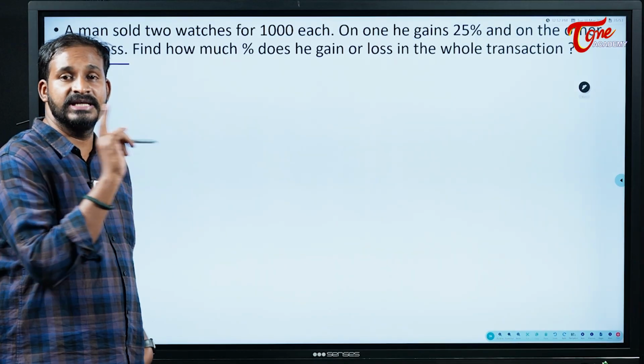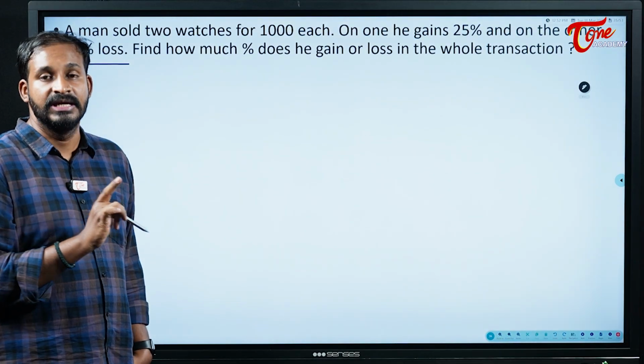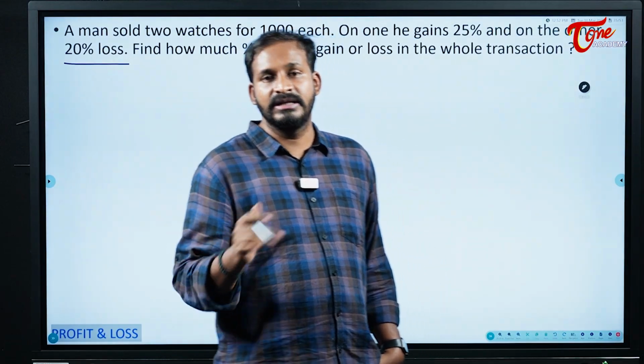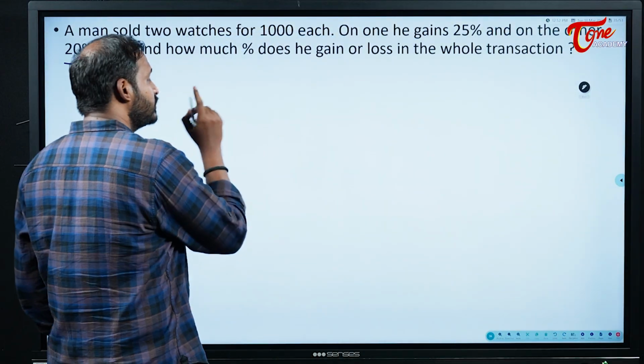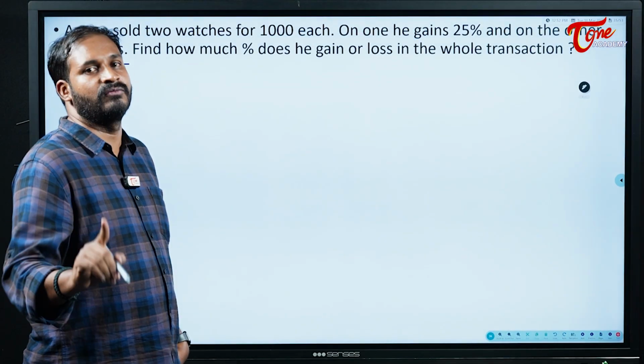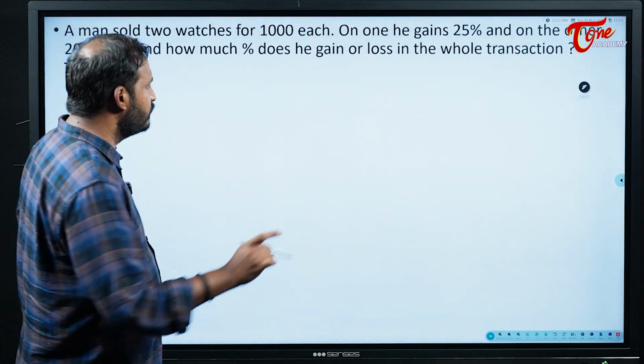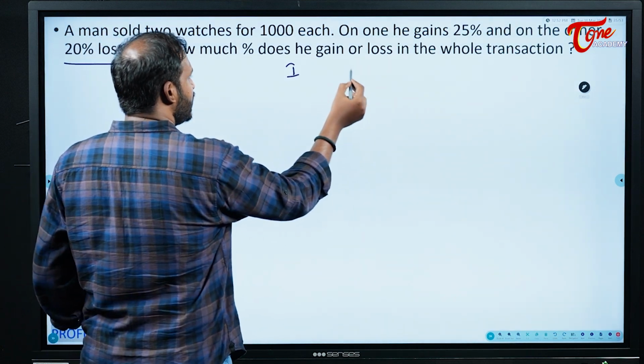See here, the percentages are not equal, that means X%. If they were equal, we would have directly written always loss. But in this case they are not equal. So please be careful, we should solve this one. With the help of the formula, we are not going to get the answer. So we should solve this one. So initial and final.